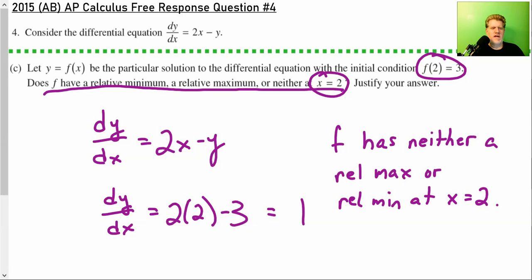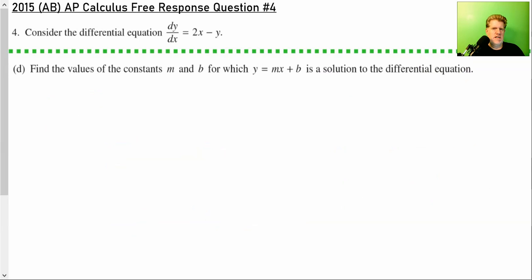And speaking of oddly asked questions, here it is. Here's the question that drove me crazy. So let's go through it and see what you can think of it. Find all values of the constants m and b for which y equals mx plus b is a solution to the differential equation. Okay. Started out okay.